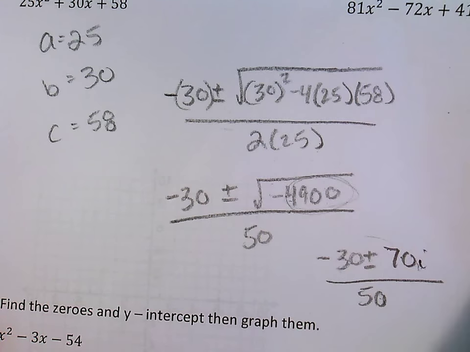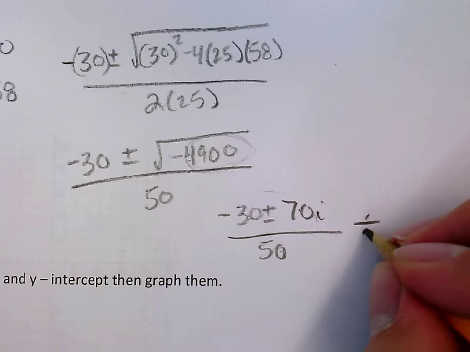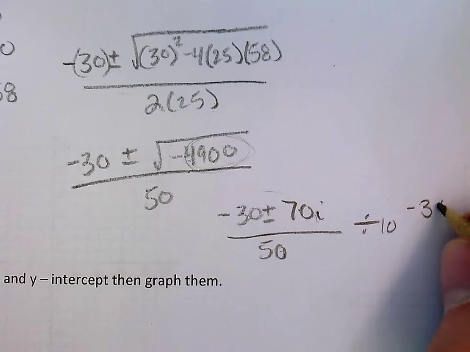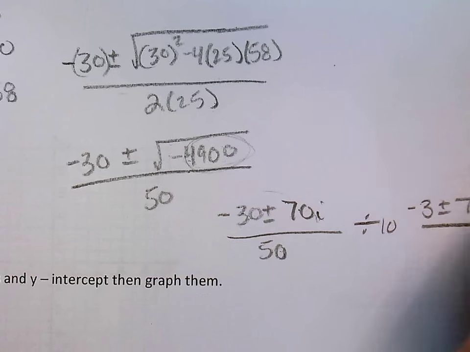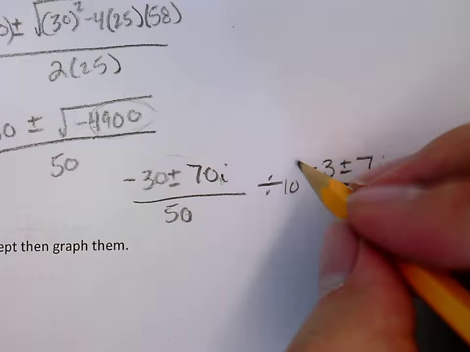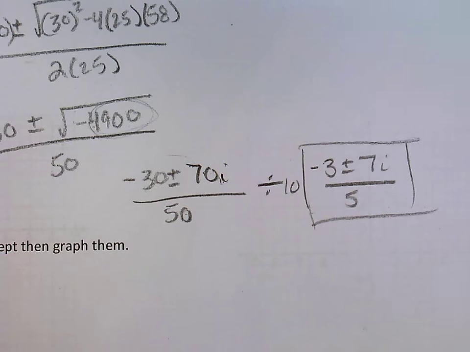So if I divide 30 by 10, dividing everything by 10, I get negative 3 plus or minus 7i all over 5. And so that would be my answer, those are my two roots.